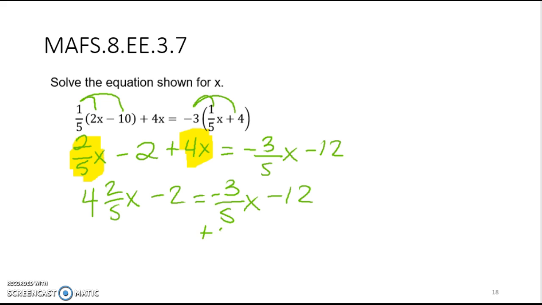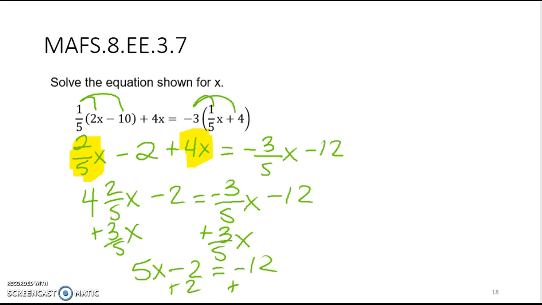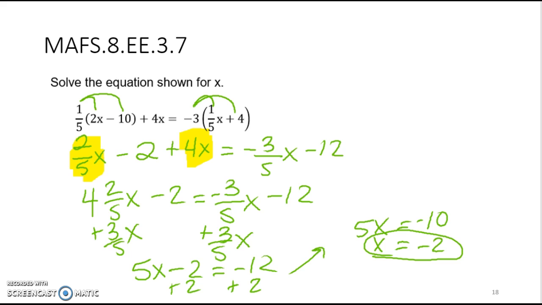So I'm going to add the 3/5 x to both sides. And 2/5 plus 3/5 is 5/5. So that's a whole. So 4 plus 1 would give me 5x minus 2 equals negative 12. I can add 2 to both sides. So 5x equals negative 10 and x is equal to negative 2.